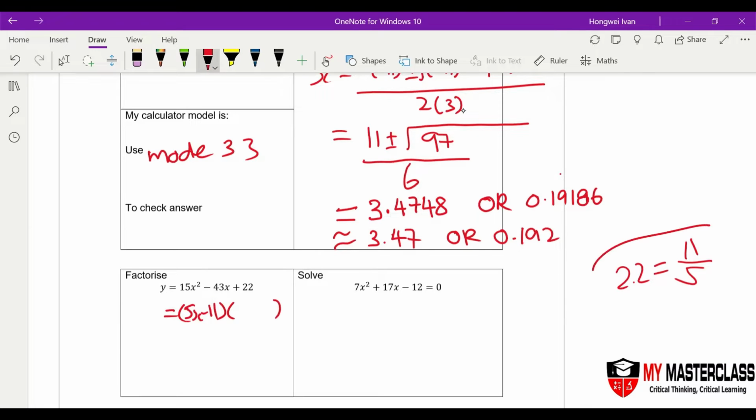For those using Sharp, you will not get a fraction, you will get a decimal. So you must convert it on your own. Okay, then what is the other bracket?